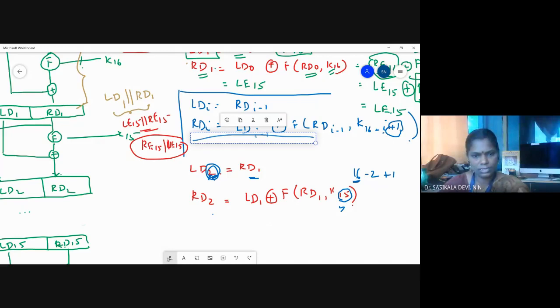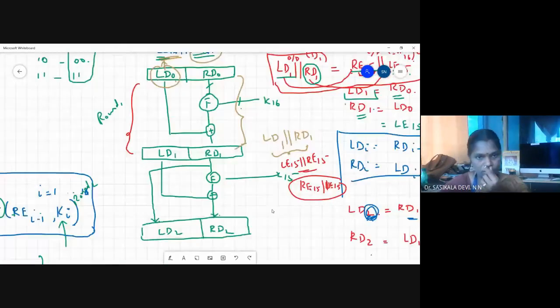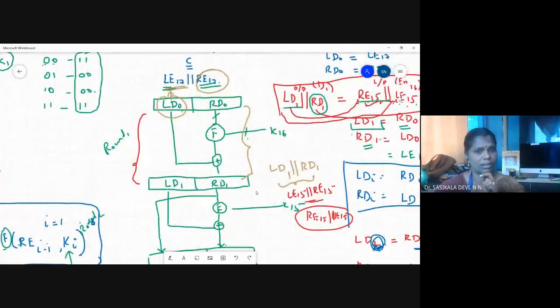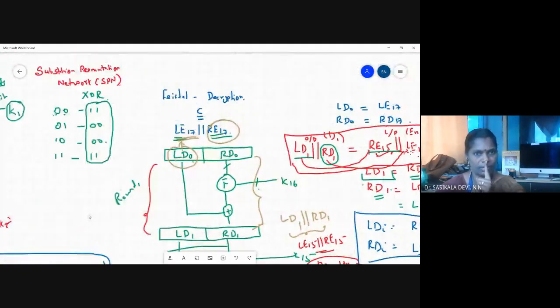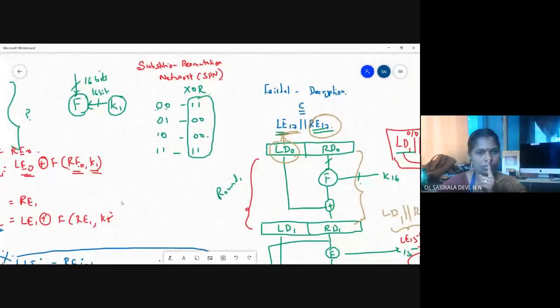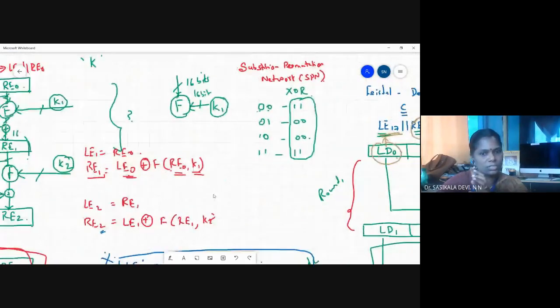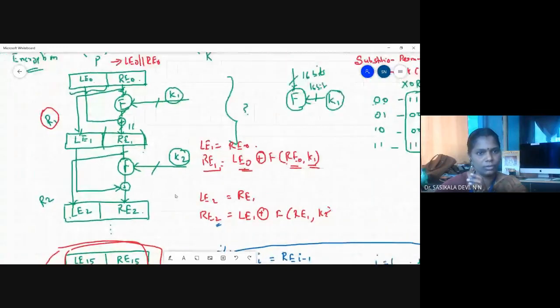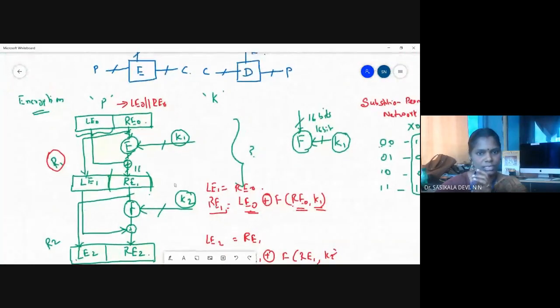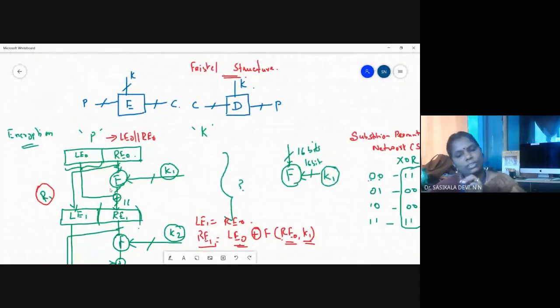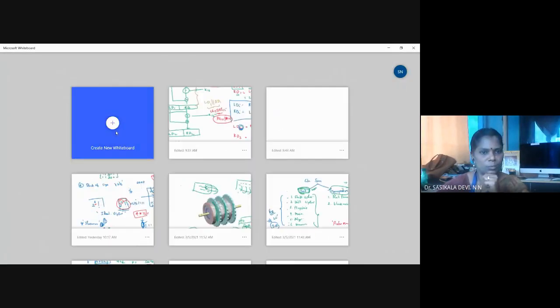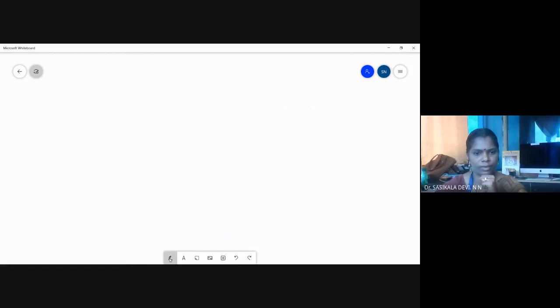So DES is purely based on this Feistel structure. I'll just start DES today, not in depth, just how far it is related to the Feistel structure alone. Until tomorrow, I will start the DES algorithm in the deeper sense. So the Feistel structure is exploited in DES.